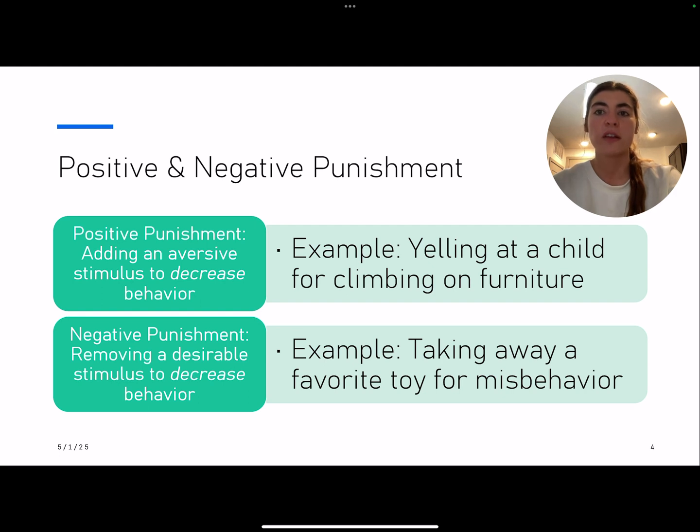On the other hand, negative punishment involves the removal of something desirable. For instance, taking away a child's favorite toy because they misbehaved is something that's often used because the removal of the toy is intended to discourage the unwanted behavior.